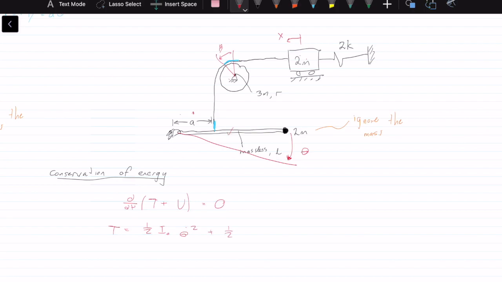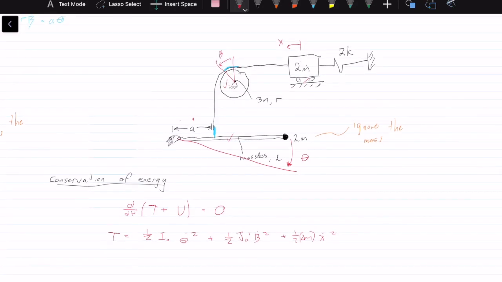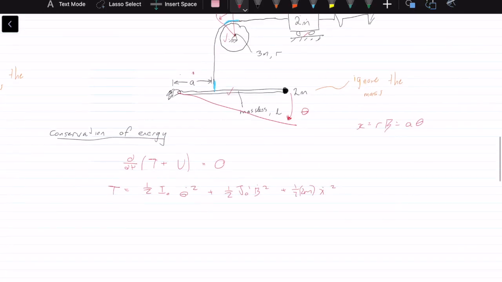Plus a half J dash beta dot squared. That's for this disk right here. Plus a half 2m, because of the mass, x dot squared for that system right there. Okay, that's about it. So now let's get the relationship again. The relationship was x is equal to r beta is equal to a theta.